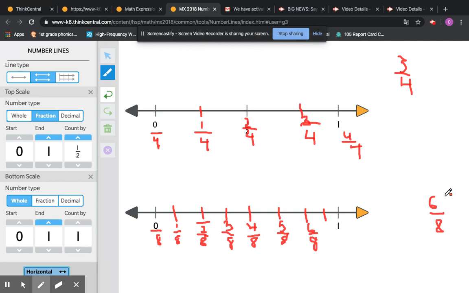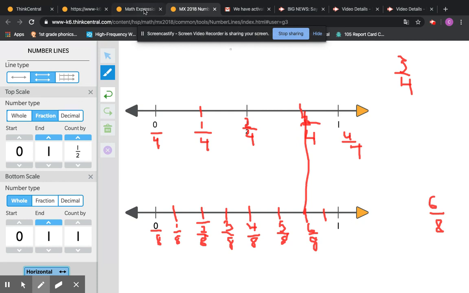And now, remember that the greatest fraction will be the one that is closest to the number 1, or to the whole, okay? So 3/4 is right here, almost next to the 1, and 6/8 is also almost next to the 1. And what I see with my eyes is that these two fractions are located at the same point from 0 to 1. Okay, so what does that mean? That means that 3/4 and 6/8 are equivalent fractions.